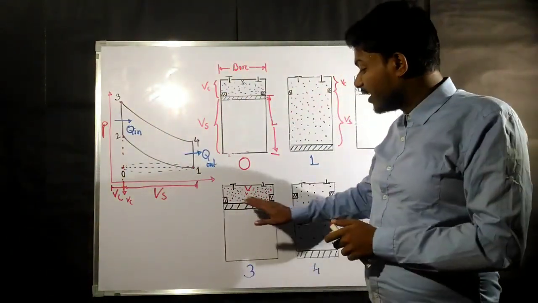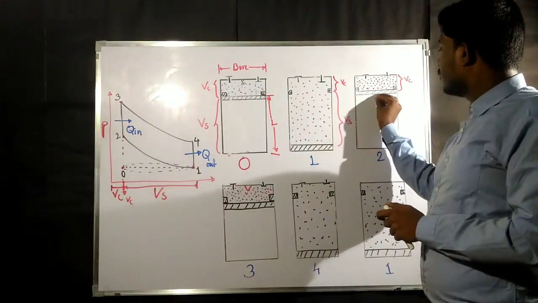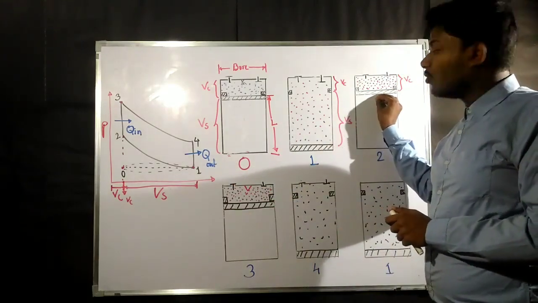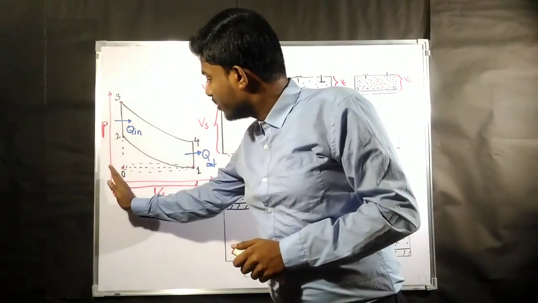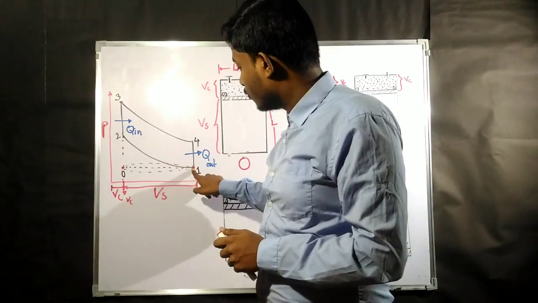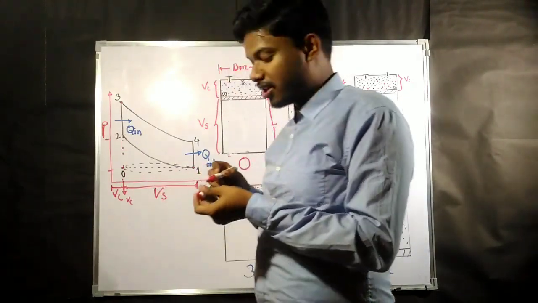Spark ignition means that while the air-fuel mixture is compressed, here the air-fuel mixture is going to get compressed. So while compressing, what will happen? While compressing, the volume is also decreasing. And from point 1 there is a pressure, and at point 2 there is also a pressure.